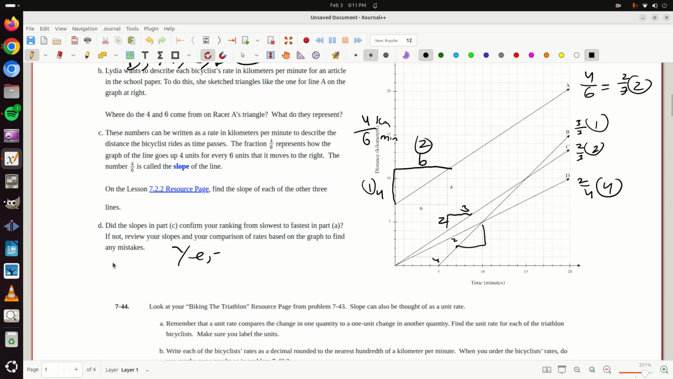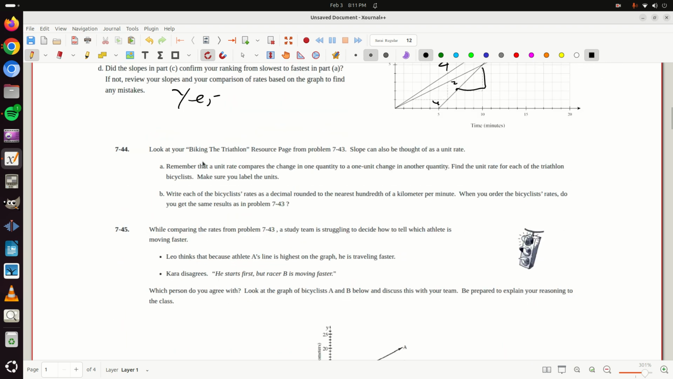Now, moving along here. It says, look at your Biking the Triathlon resource page 743. Slope can also be thought of as a unit rate. Remember that a unit rate compares the change in one quantity to a 1 unit change in another quantity. Find the unit rate for each of the triathlon bicyclists. Make sure to label your units.